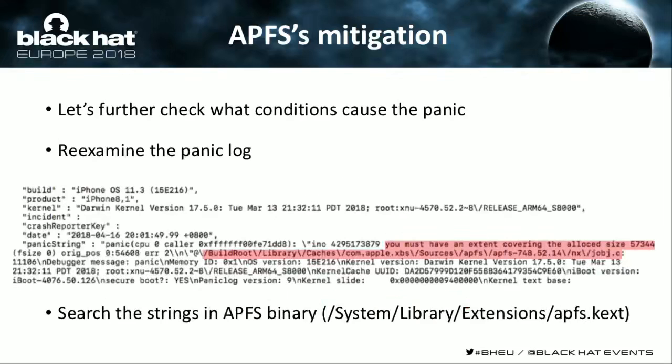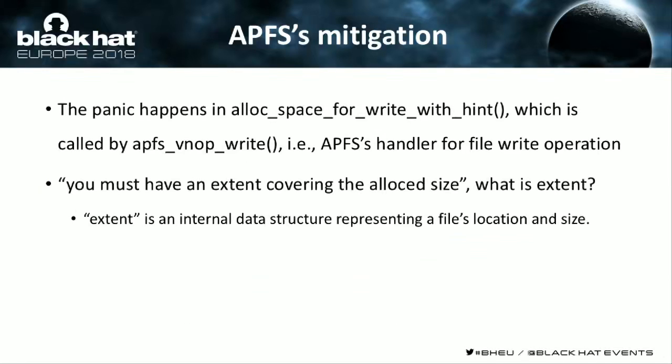So let's further check what conditions cause the kernel panic. Let's re-examine the panic log. We can find a unique panic string in this panic log. It says, "you must have an extent covering allocated sites." By searching this string in the APFS binary, we can locate where the panic really happens. The panic happens in this function called alloc space for write with hint. This function is called by the APFS handler for file write operation.